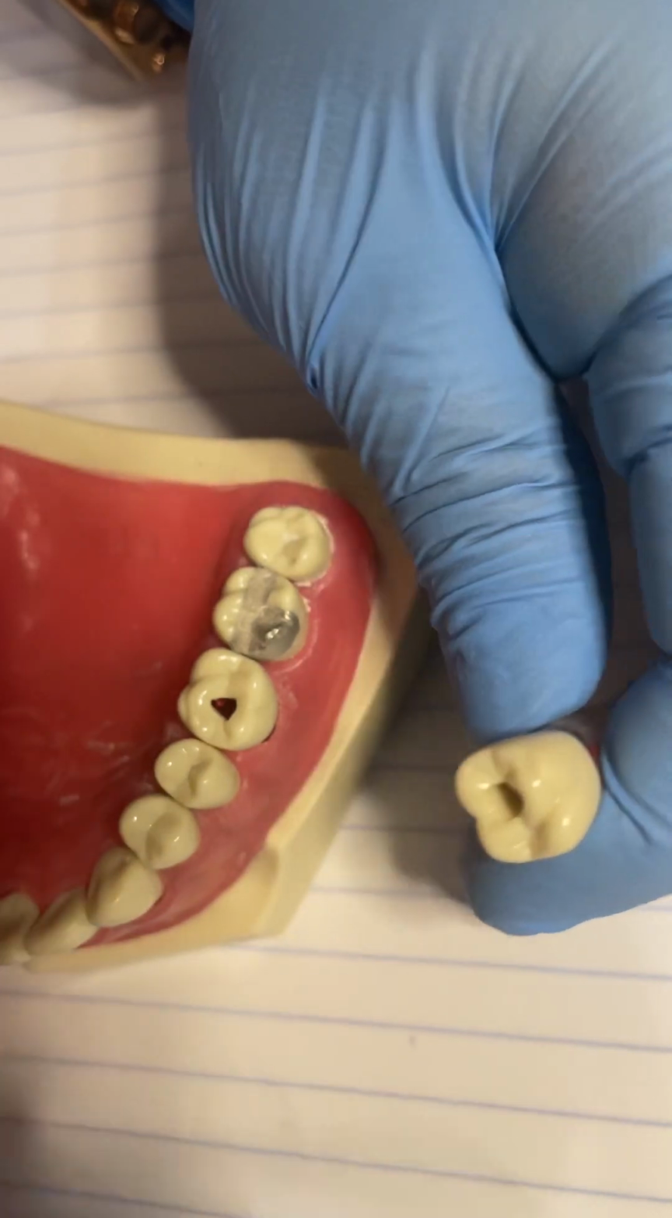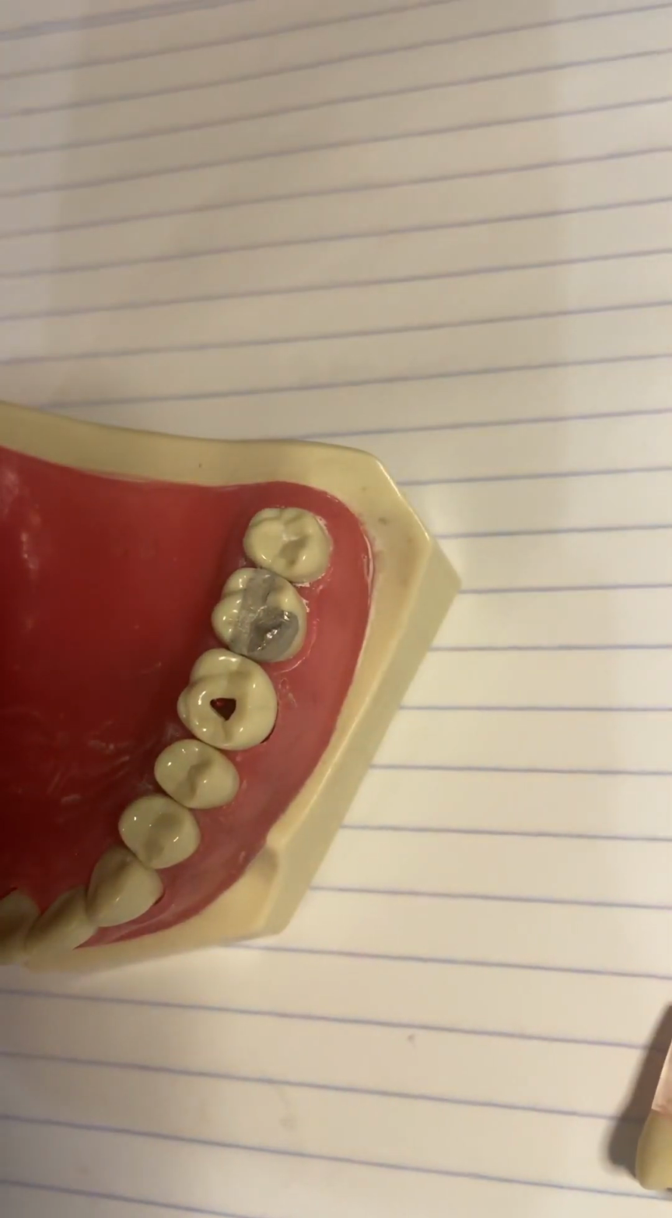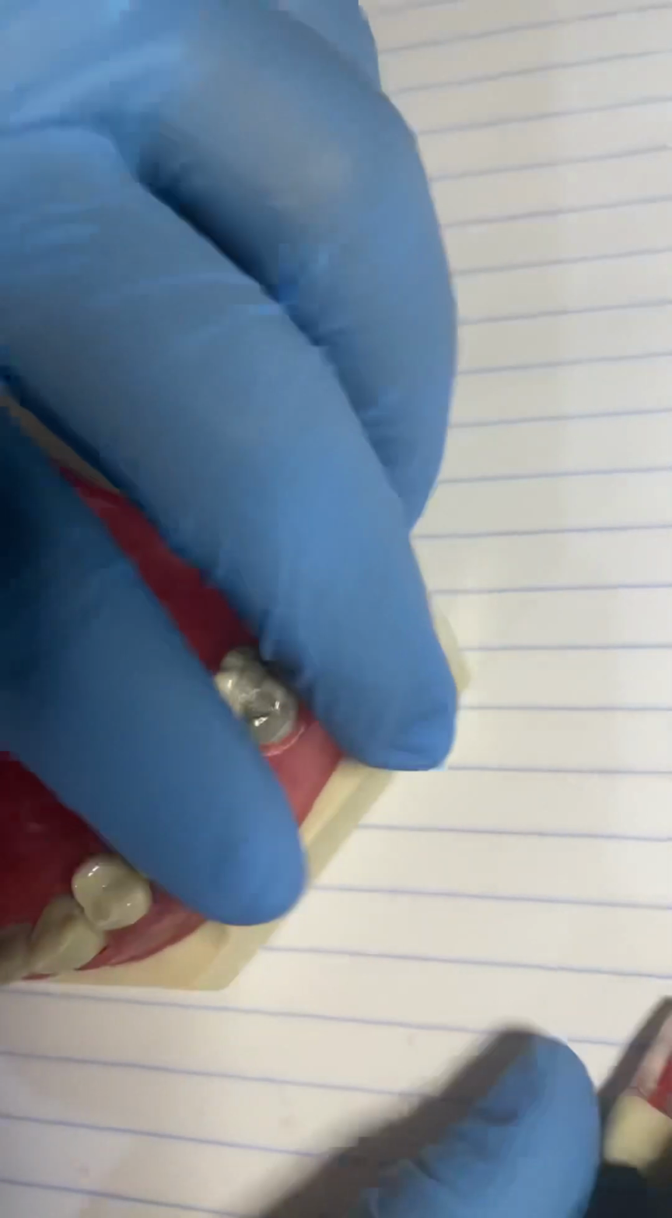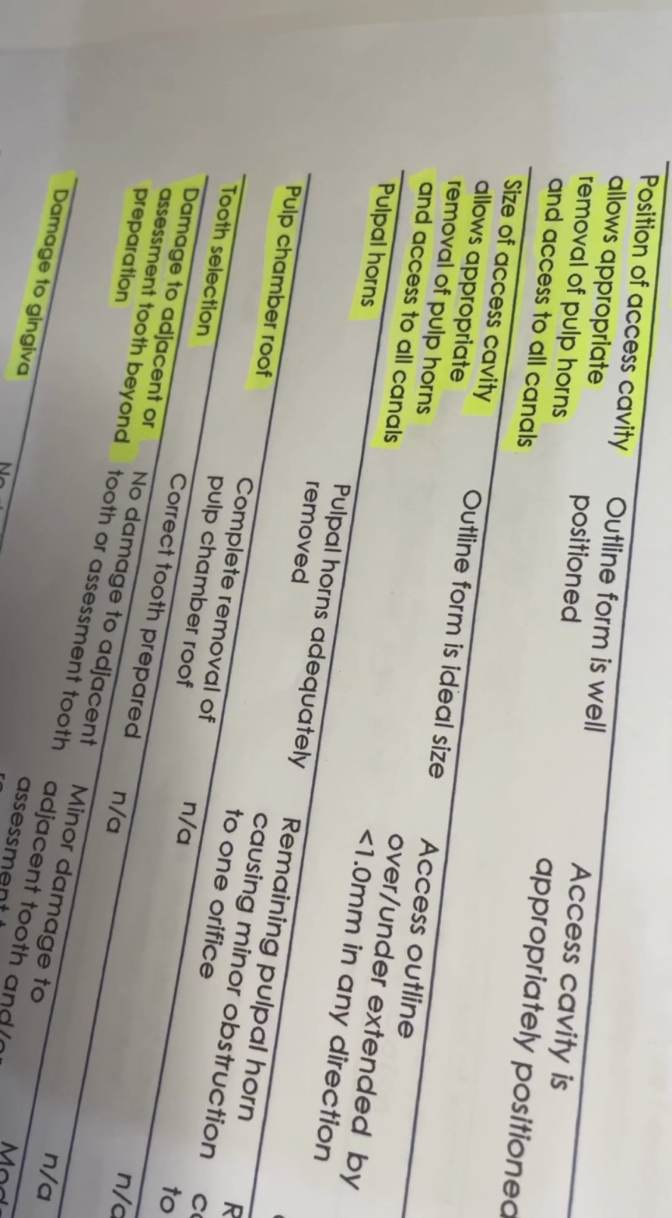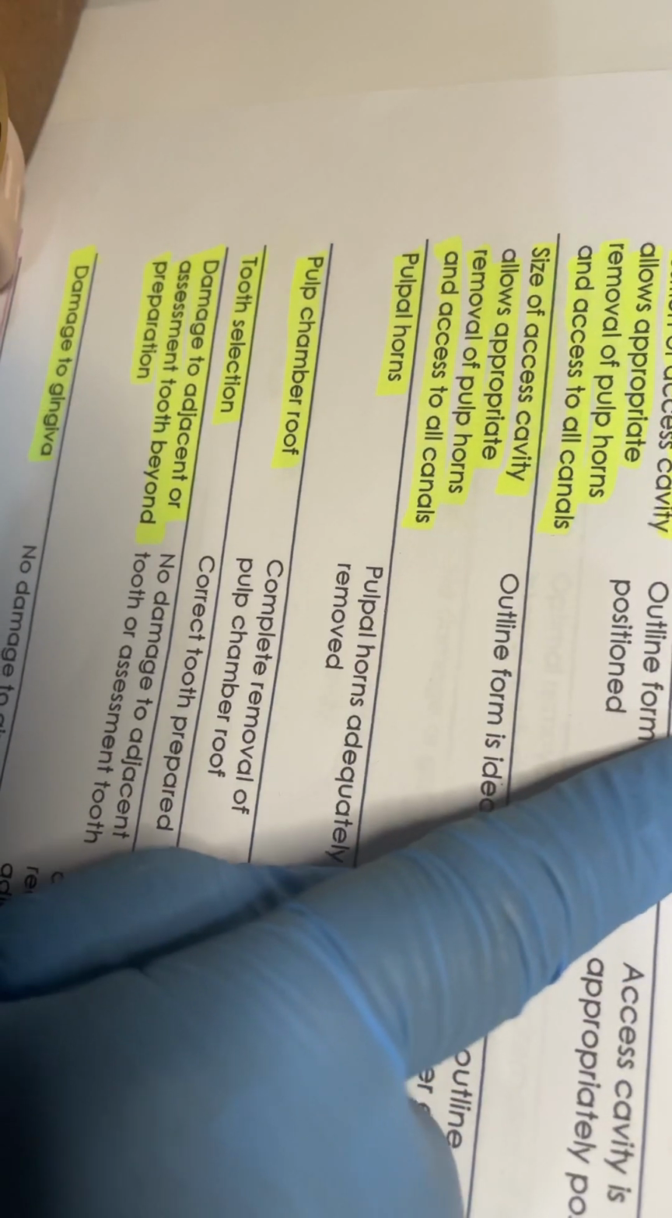So yeah. All right, let's talk about the criteria itself now. First of all is the shape of the access cavity. The outline allows appropriate removal of the pulp horn and access to all canals. What they said is that very good will be an outline form that has ideal shape.